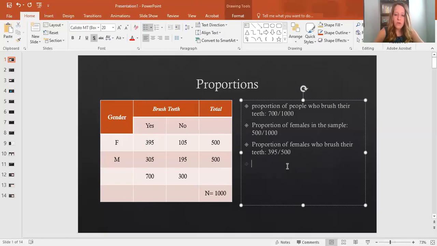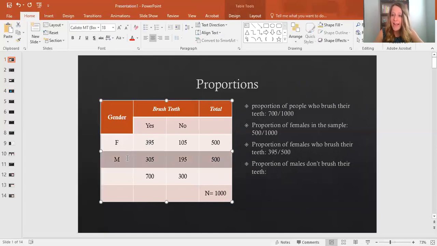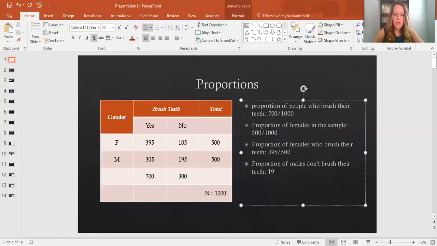If I wanted to know what proportion of males don't brush their teeth, again, we're not interested in everyone. We just want to know out of the males. So out of this row total for males, our 500 is our denominator. The number out of that 500 who do not brush their teeth is this cell here, so it would be 195 over my 500 total males.